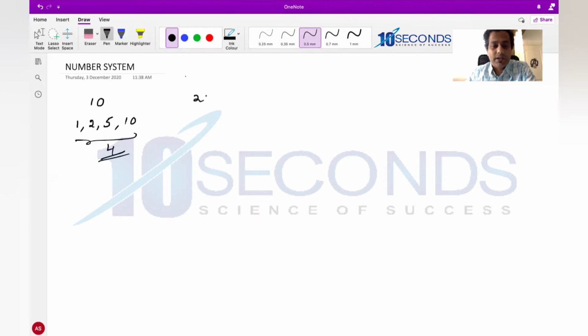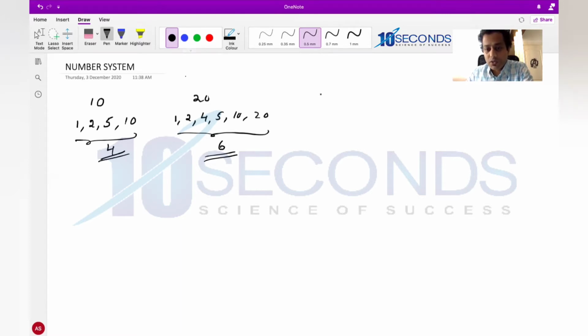If I take 20, for example, it is divisible by 1 by default. Then it is divisible by 2 also, 4 also, 5 also, 10 also, 20 also. So it is divisible by 6 different numbers. It is easy because the number is small, so you can directly find it. If my question to you is, 20 is divisible by how many different numbers? 20 is divisible by 6 different numbers.